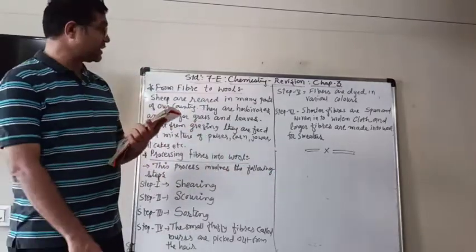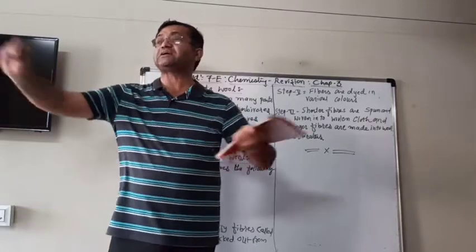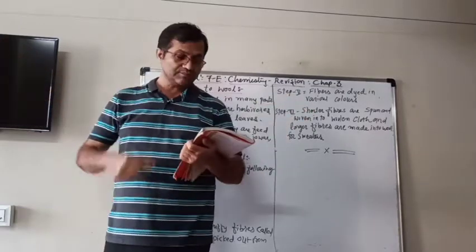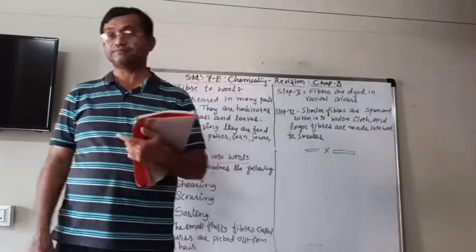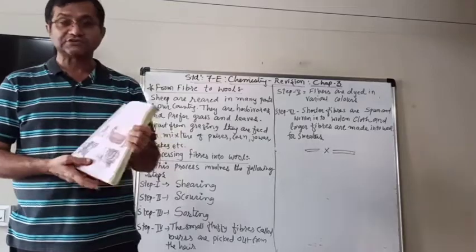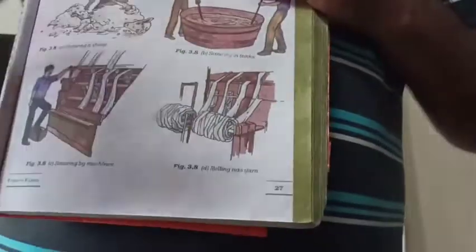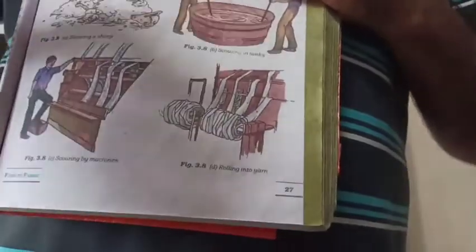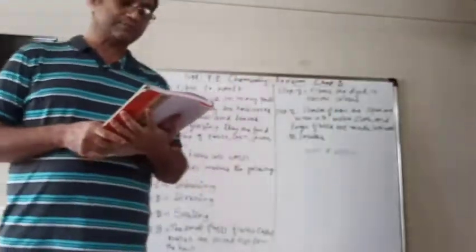And the last step is step 6. The fibers are straightened. Then they are combed and rolled into yarn. They are rolled into yarn as shown in this figure. They are making rolls of the yarns. So they are rolled into yarns.